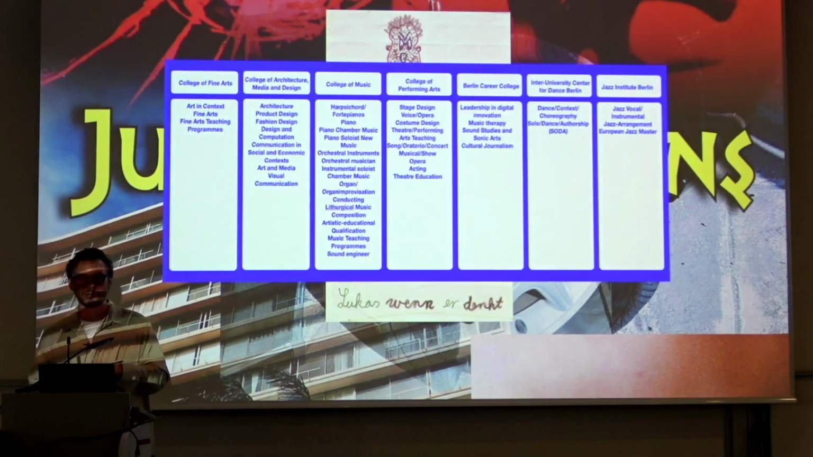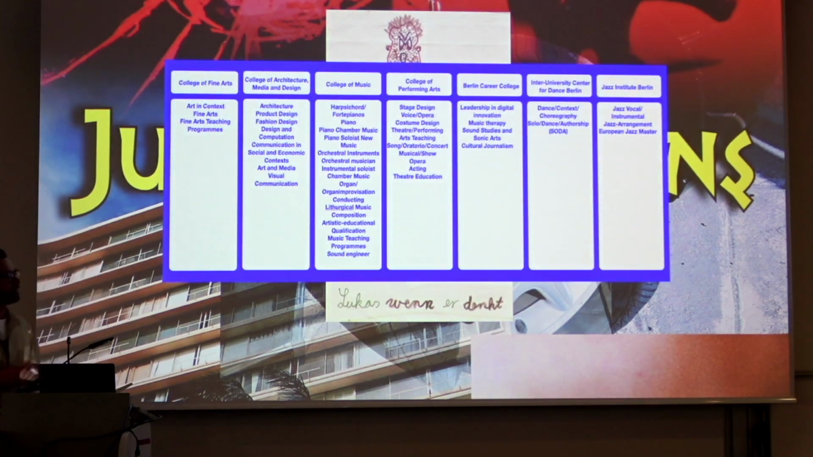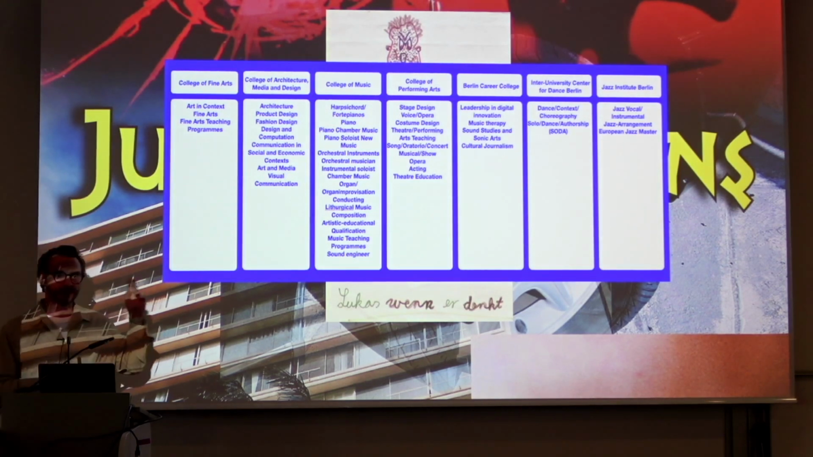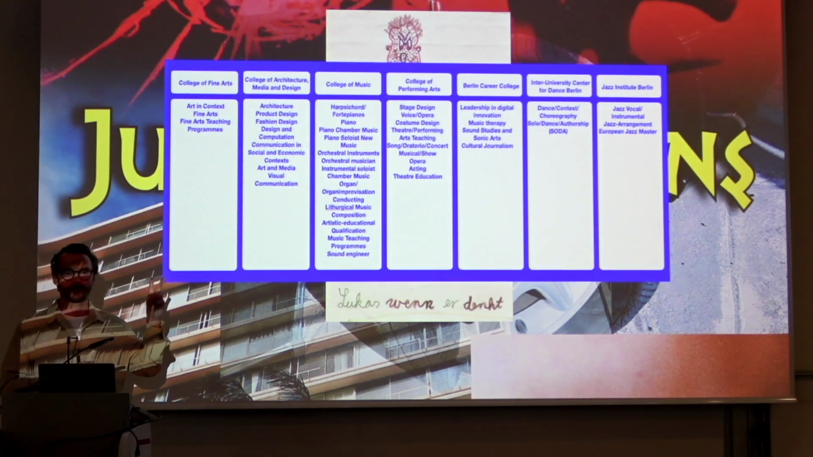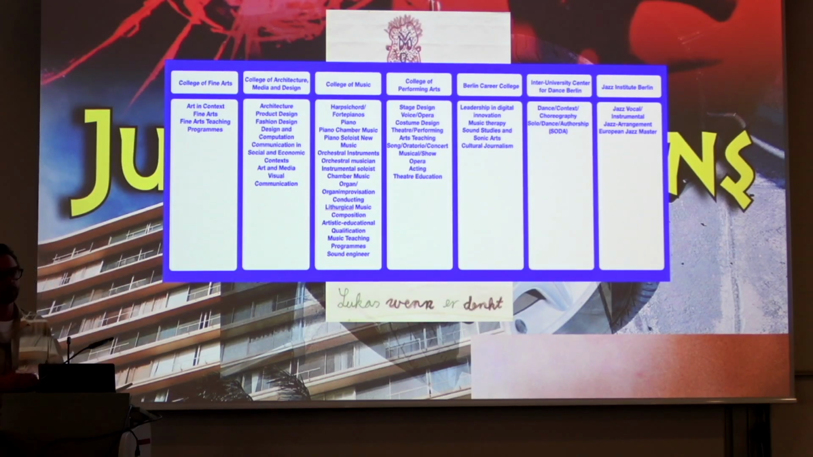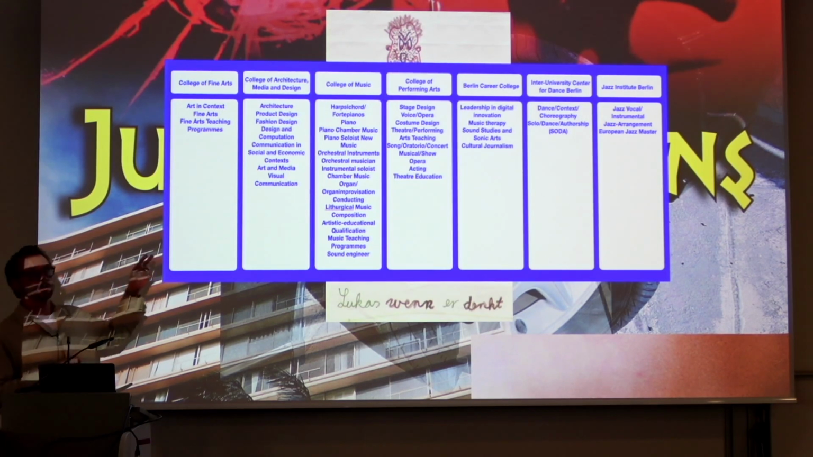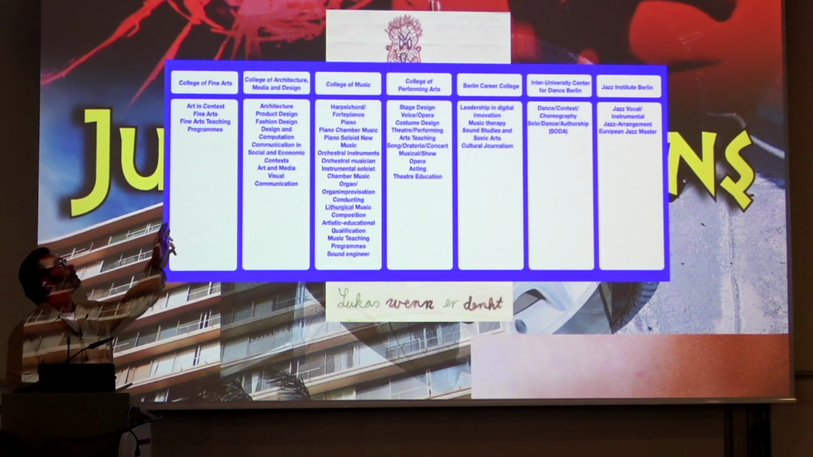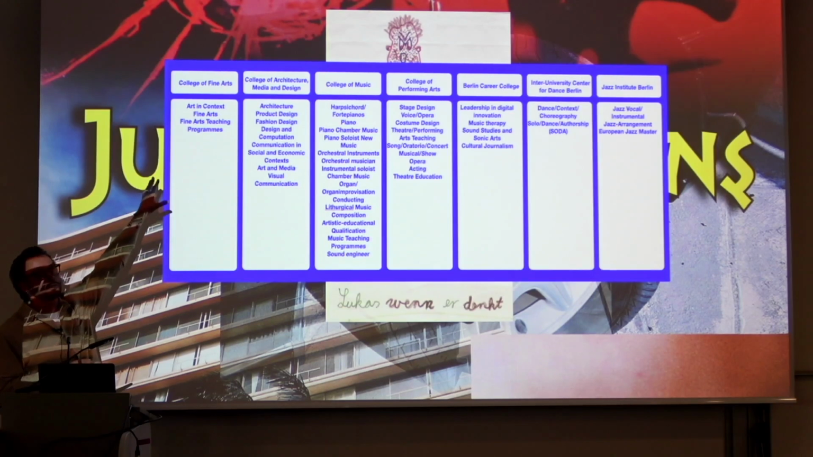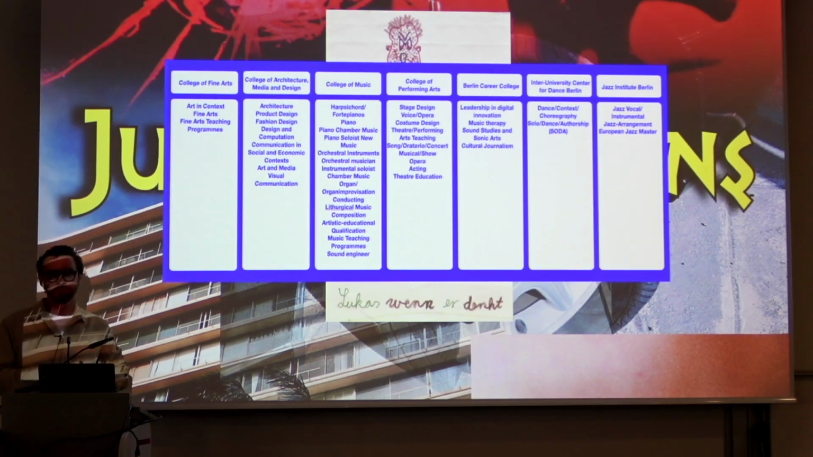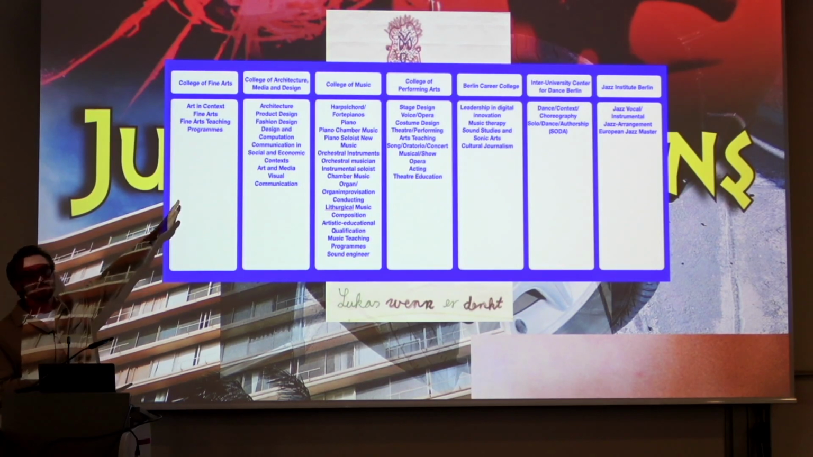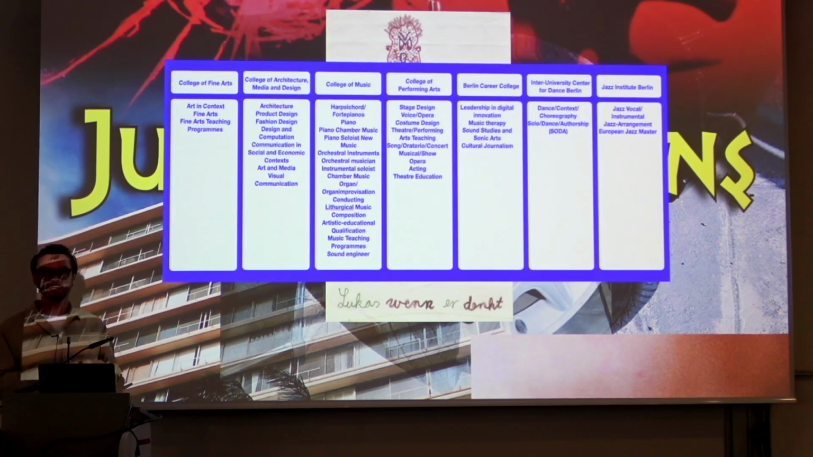Speaking of the Berlin University of the Arts, this was also for me quite interesting. This is the setup of the university. There's 4 faculties and then 3 connected institutions. And out of curiosity, we can do a little survey. The College of Fine Arts, which includes art in context, fine arts, and also the teaching programs, also Lehramt. Who of you comes from the College of Fine Arts? Please raise your hand.